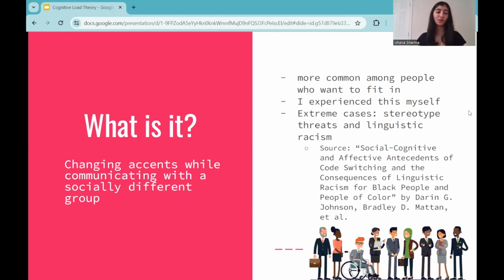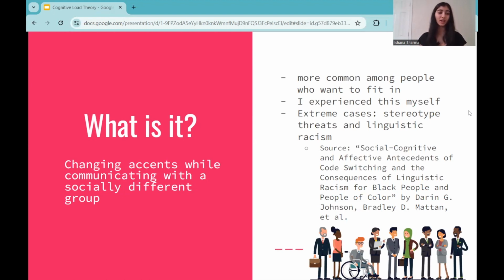I experienced this when I moved to the United States from India several years ago and found myself feeling uncomfortable talking to others in my Indian accent. So I altered my accent and vocabulary as I spoke to the people around me and switched back to my natural Indian accent when talking to my family and close friends. I personally found this constant switching back and forth to be very mentally exhausting.